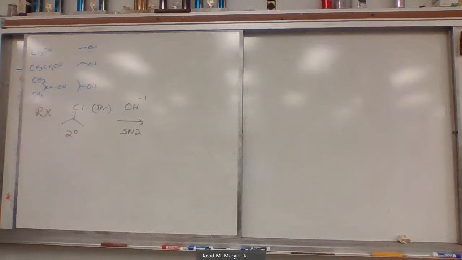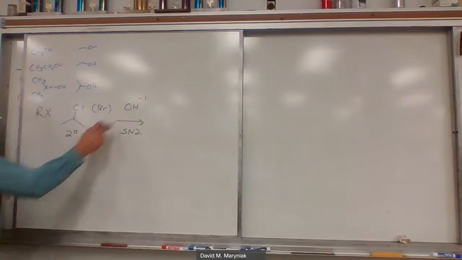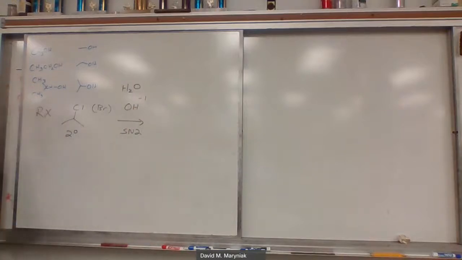Can't say it enough, but is SN2 the most synthetically useful mechanism? Could you also get away with using just plain old water as your nucleophile? And you would still get this alcohol. So if you wanted to avoid the E2 or E1, you could avoid using hydroxide and just use water.